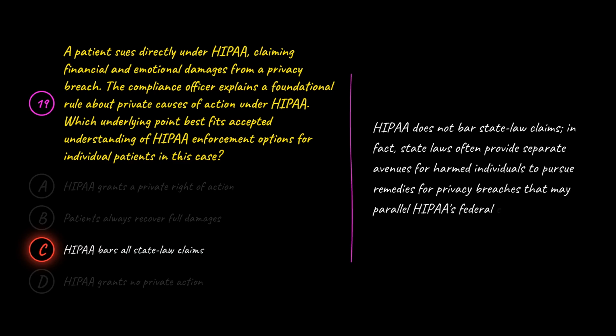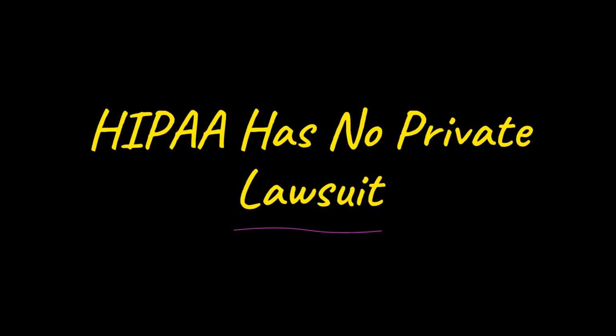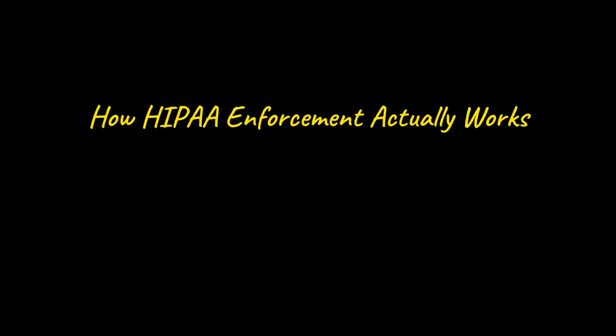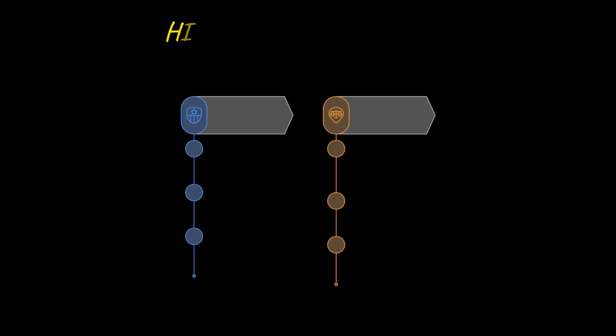HIPAA's federal enforcement model. HIPAA is a federal privacy law, but it contains a critical limitation that surprises many people. It does not include a private right of action. That means an individual who believes their health information was improperly disclosed cannot sue the covered entity directly under HIPAA itself. Instead of going to court, enforcement runs through the federal government. A patient files a complaint with the Office for Civil Rights, which investigates the covered entity, requests records, and can impose penalties ranging from corrective action plans to substantial fines.